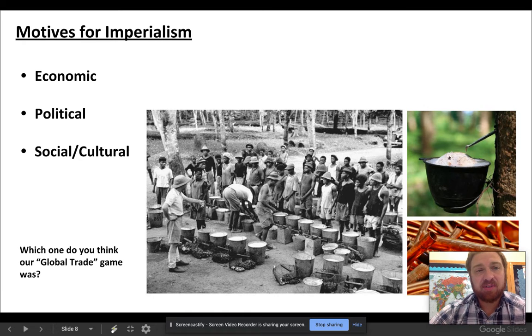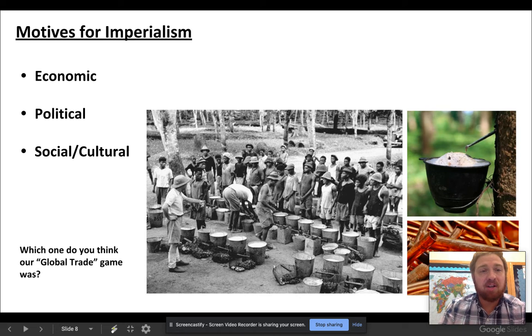Then we went through the motives, and imperialism has three types of motives. And sometimes it can be more than one, but the point is that everything can be categorized into these three. So we have economic, which means that anytime resources are being used for value, that's going to fall with economic. Or if the mother country doing the colonizing takes over a nation and takes the resources and sells them, again, that's an economic motivation.